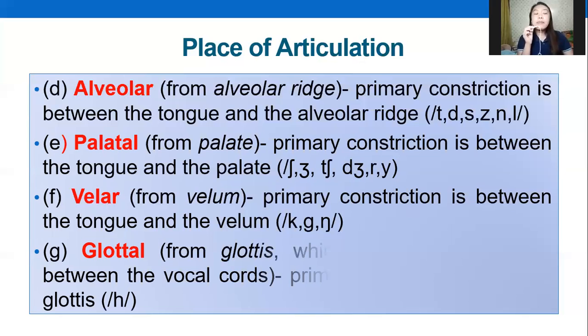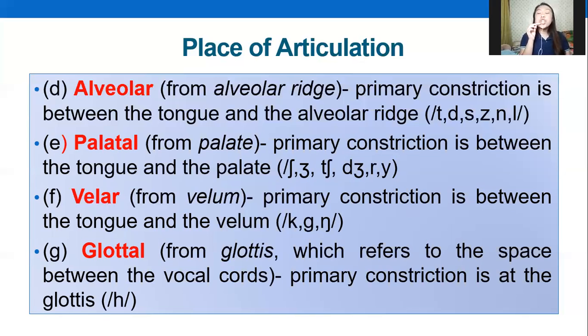And lastly, we have the glottal sounds, which comes from the word glottis, which refers to the space between the vocal cords. So we only have one glottal sound, and that is the sound of letter H, just like house, home, happy, host, and so on. So those are the different places of articulation.